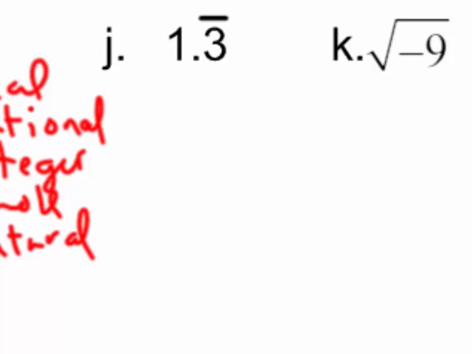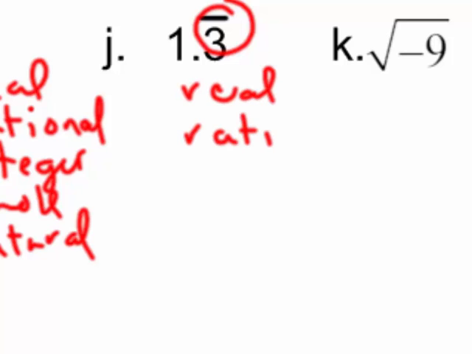1.3 with a line above it. Remember, the line above it means it repeats, goes on forever with a pattern. If I wanted to, I could write that as a fraction. If you know what 0.3 repeating is, that's 1/3. So 1 and 1/3, that's like 4/3. It is real, not the square root of a negative. It is rational because it is 4 over 3. It's nothing else simply because it's not an integer.